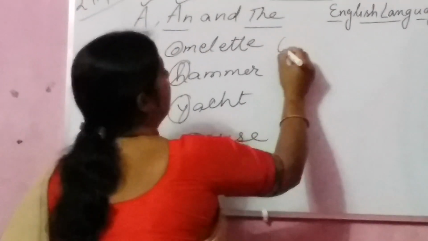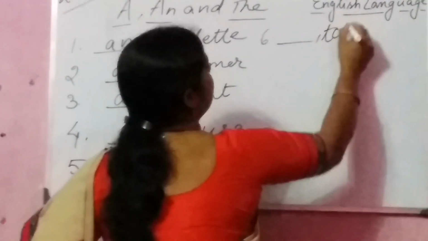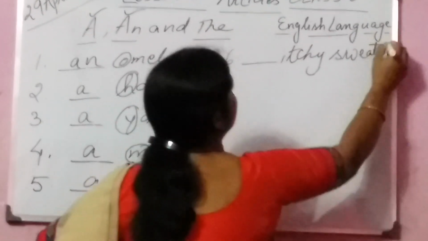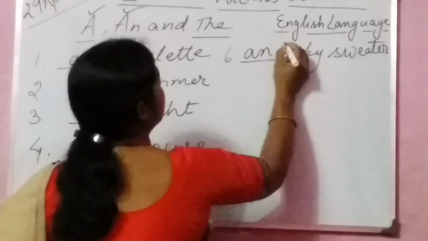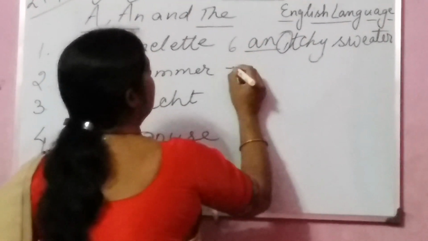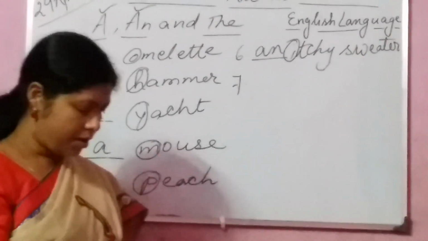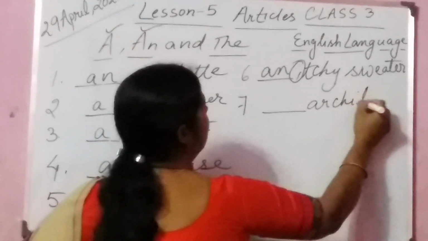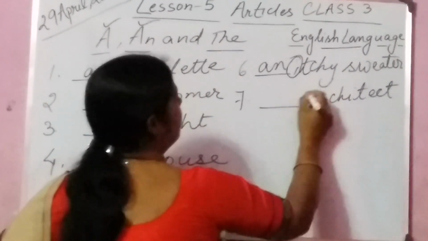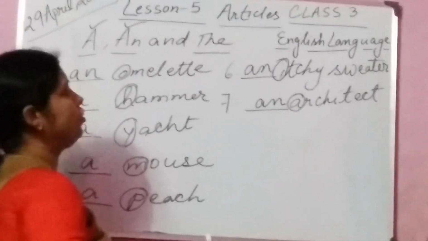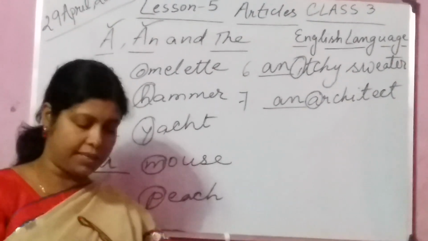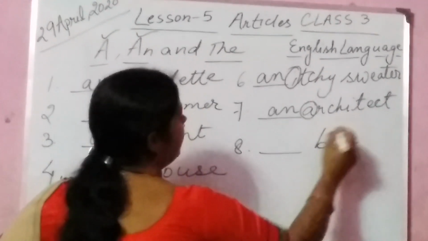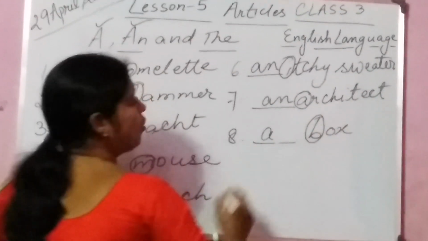Number six, dash itchy sweater. And an itchy sweater, because this is a vowel. Number seven, dash architect. Architect is a vowel. So here we are going to use an. Number seven, that is an architect. Next number is dash box. Here we are going to use a because B is a consonant.